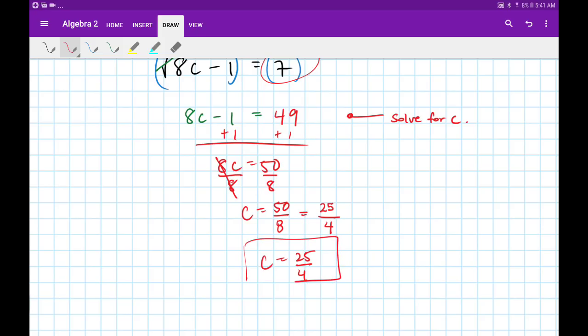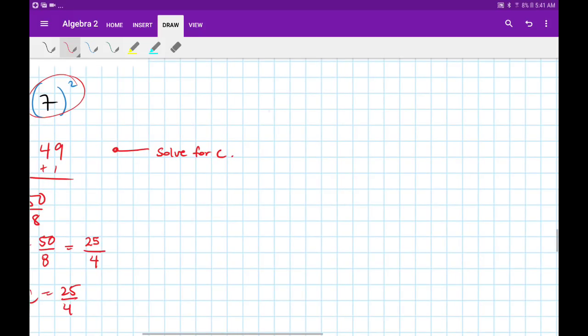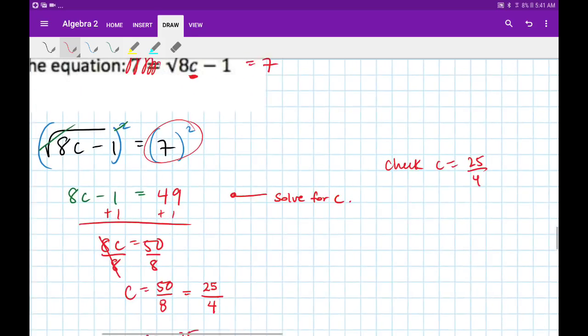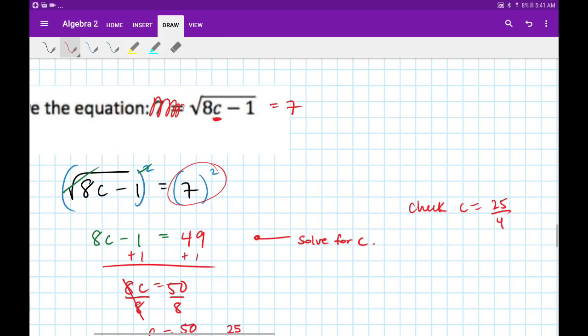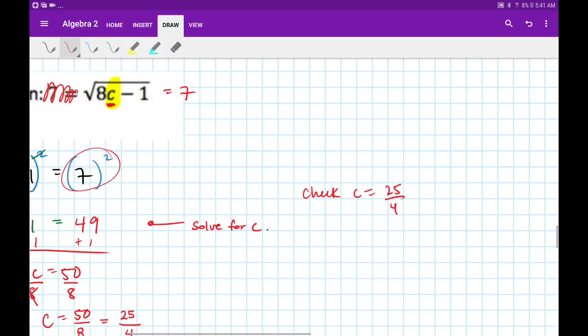a box around it, I need to check. So let's go to the side. We need to make sure we're not getting an extraneous solution. So that means I'm going to plug it into my original function everywhere I see a c, which is only in one spot. So let's do it. That's the square root of 8 times 25 over 4 minus 1. Set that equal to 7.